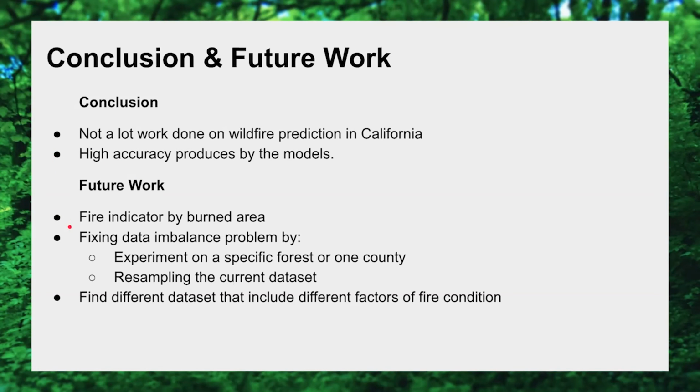And for future work, increasing the accuracy of the fire indicator by using burn area instead of the fire incident record. Compared to the fire record, the burn area is more precise, and it labels fires down to daily frequency and 500-meter grid pixels.